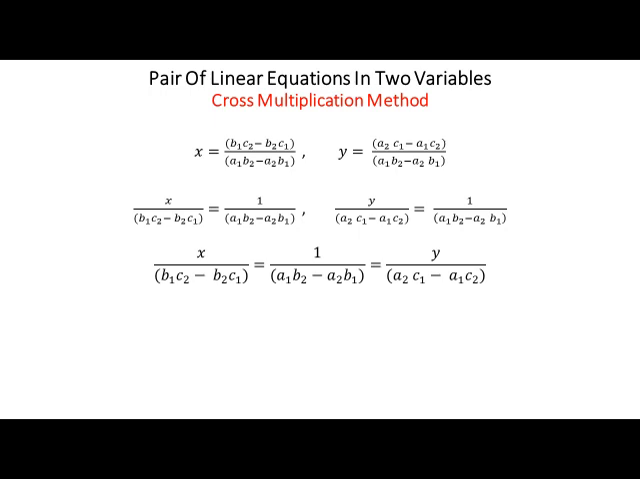So now we have two equations and both have the same right hand side. Two things equal to the same thing are equal to each other. So from these two equations we get this relation where x upon b1 c2 minus b2 c1 is equal to 1 upon a1 b2 minus a2 b1 is equal to y upon a2 c1 minus a1 c2. On further rearranging, I am writing the fraction with x as a numerator first, then the fraction with y as a numerator, and then the fraction with 1 as a numerator. So this relation we get.